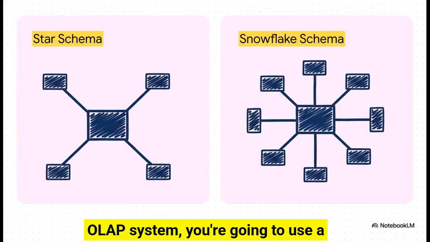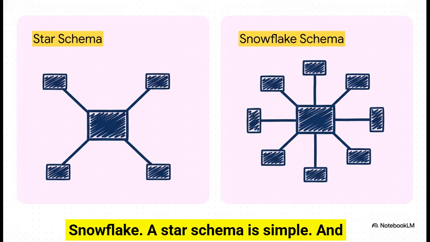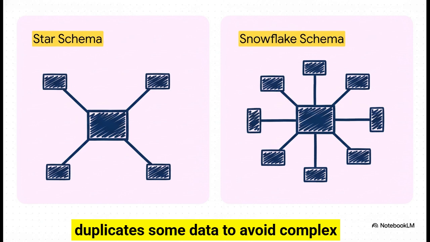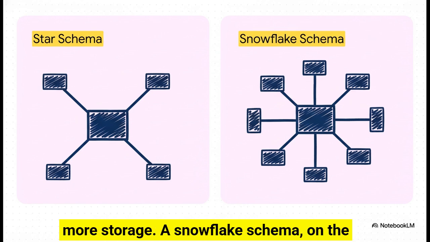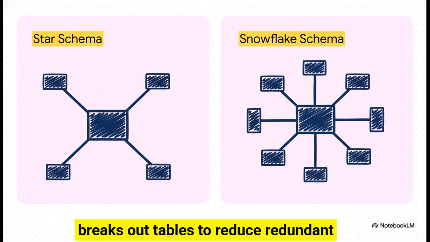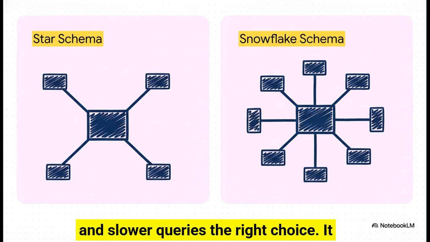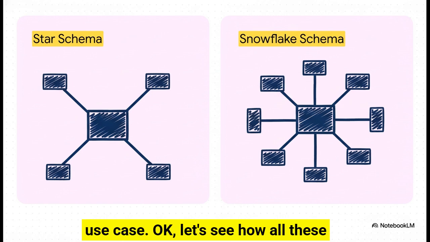And when you're building that OLAP system, you're going to use a schema. The two big ones are star and Snowflake. A star schema is simple and super fast for queries because it's denormalized. Basically, it intentionally duplicates some data to avoid complex joins. But the trade-off is that it uses more storage. A Snowflake schema, on the other hand, normalizes everything. It breaks out tables to reduce redundant data and save space. But that adds complexity, which can mean more joins and slower queries. The right choice, it always comes down to the specific use case.